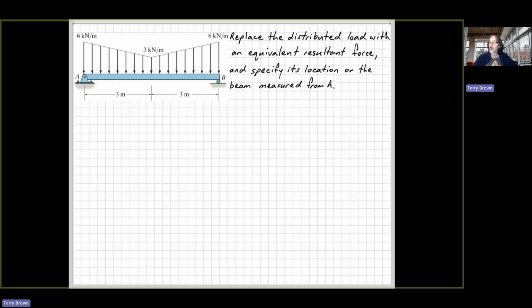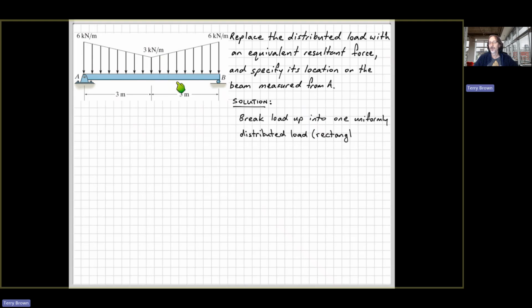All right, I've just repeated the problem there. So we're wanting to find out what the equivalent single force is, and where it's located on this beam measured from A. Now, maybe you can tell where it's going to be just by looking at it and seeing that it's symmetric, but we'll go through the process that you would do if it wasn't symmetric and see what we get for our answer. So our solution will break our load up into simple shapes.